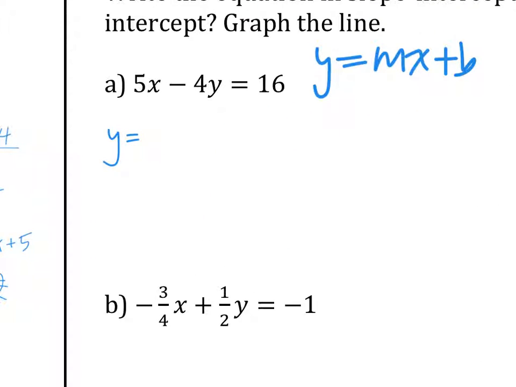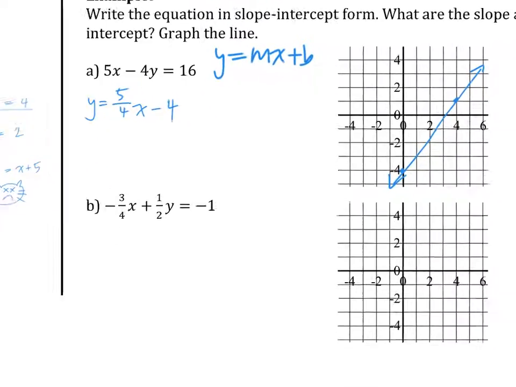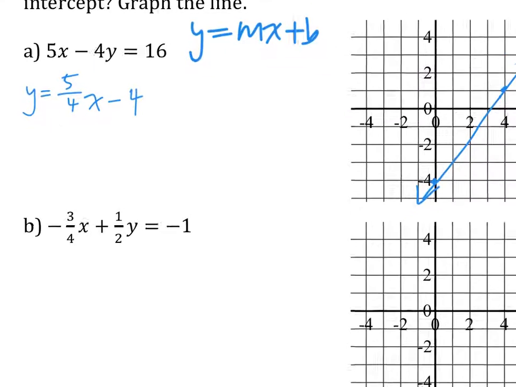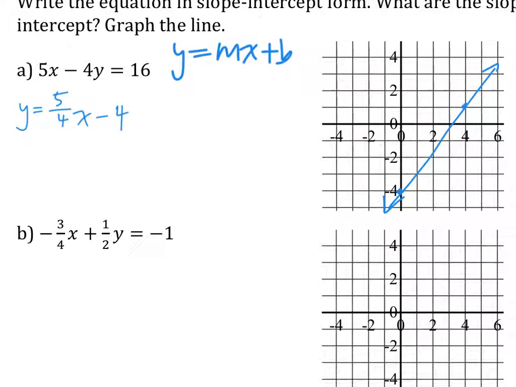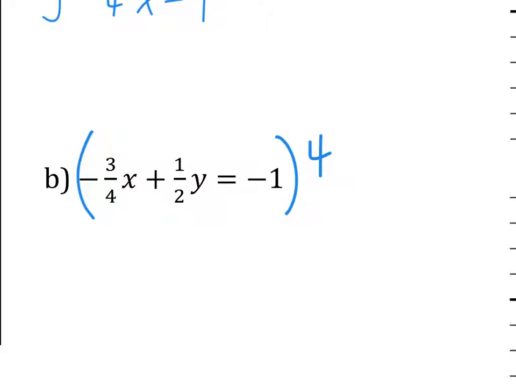Okay, A, the answer is 5/4 x minus 4. So that means you're going to start at -4 and go up 5/4. Okay, B. If you like fractions, it's fine. Most people don't like fractions, so you would multiply everything by 4, which is the least common denominator. That means you're taking 4 and then multiplying everything by 4.